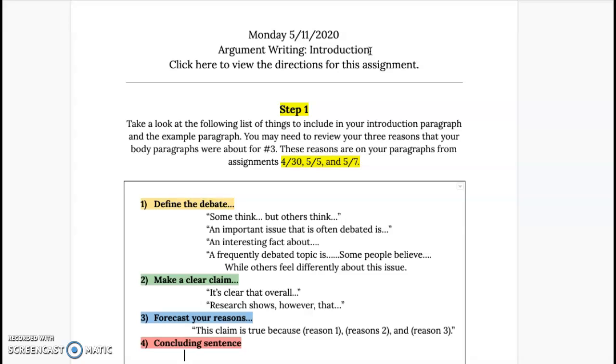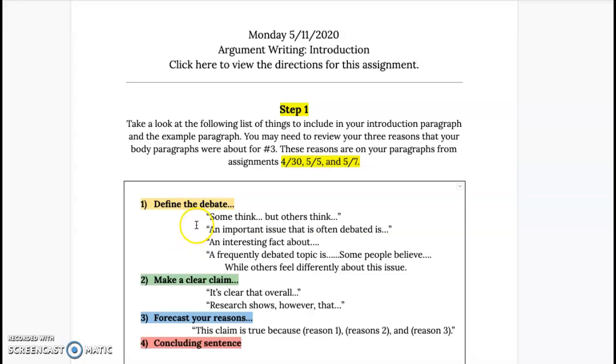The introduction is the first paragraph, obviously, of your 5-paragraph essay. And looking at these steps down here, this is what is included in that paragraph. You're going to sort of define the topic. What is it? And how is it a topic of debate in our world today? You're going to make your claim, state your claim. What was your claim? Forecast your reasons. So what were your reasons that you wrote about in your body paragraphs, and then have a concluding sentence.